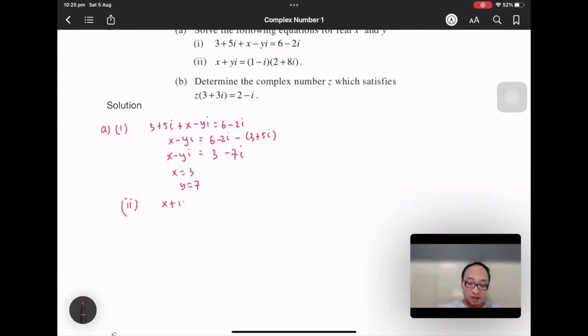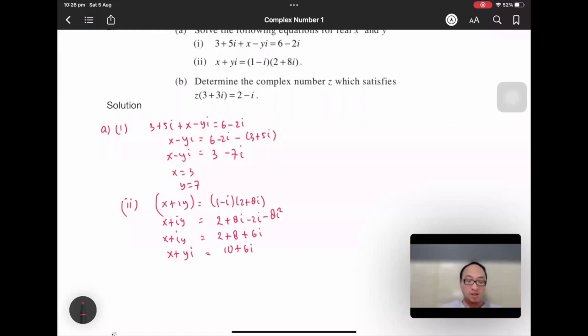(ii) x plus iy equals (1 minus i)(2 plus 8i). So x plus iy equals 2 plus 8i minus 2i minus 8i squared. So this is 2 plus 8 plus 6i. So x plus yi is 10 plus 6i. So x is 10 and y is 6.